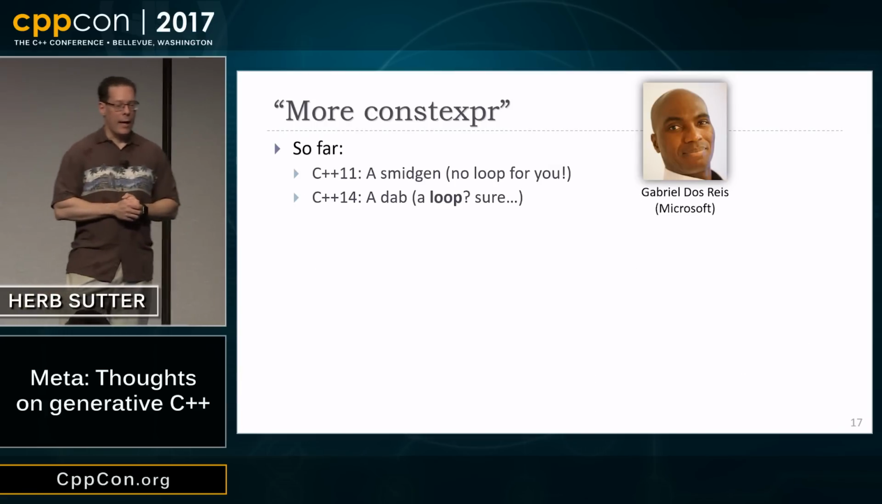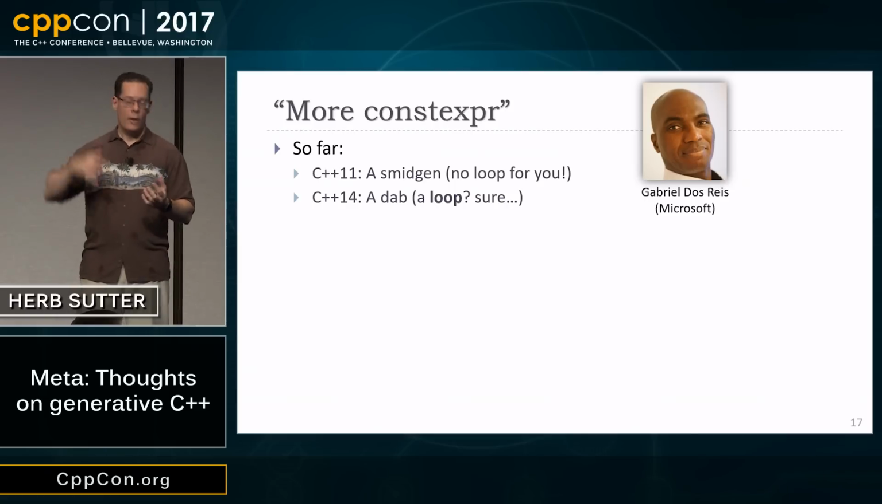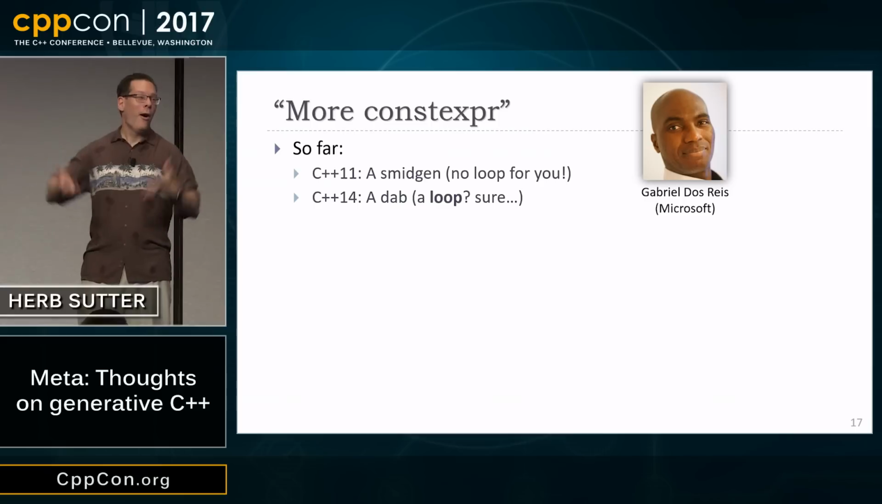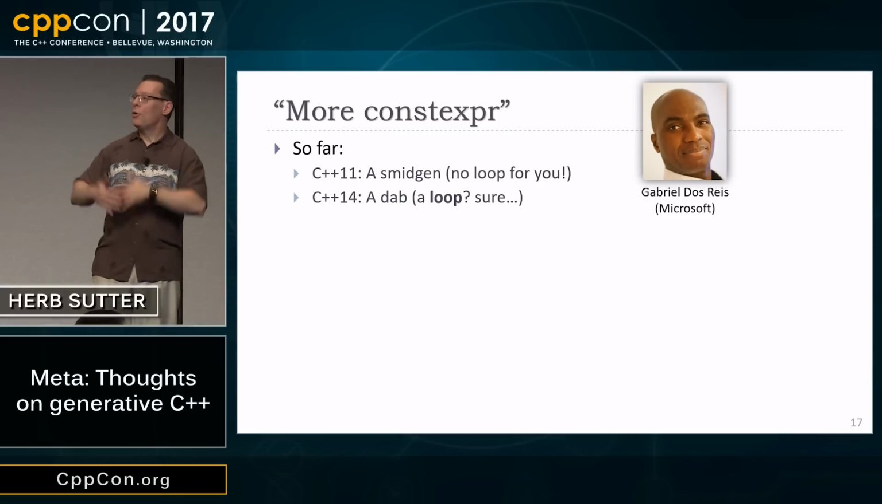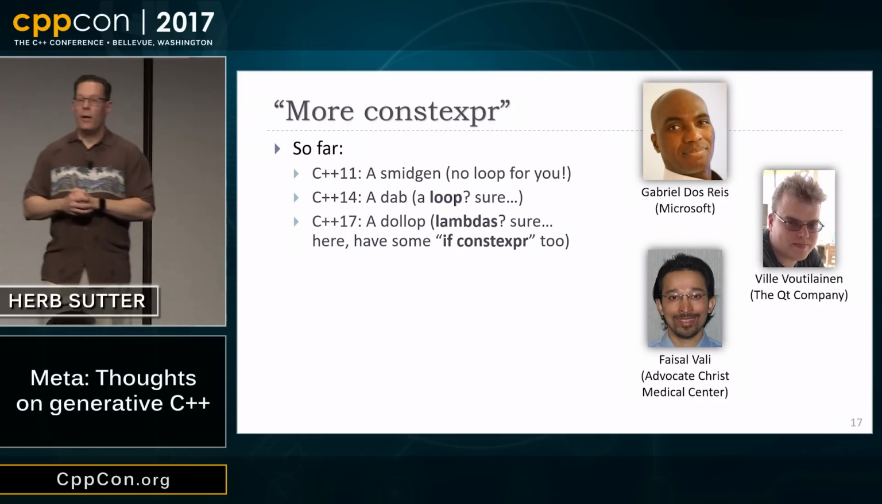So where are we today? Well, thanks to, in particular, Gabi Dos-Reis, who I believe is in the audience today, we have constexpr in C++11. We have more constexpr in C++14. What, you want more than one return statement? Oh, all right, you can do that in 14, but not 11. You want a loop? Oh, you can do that now where you couldn't before. You want lambdas? You want if constexpr?